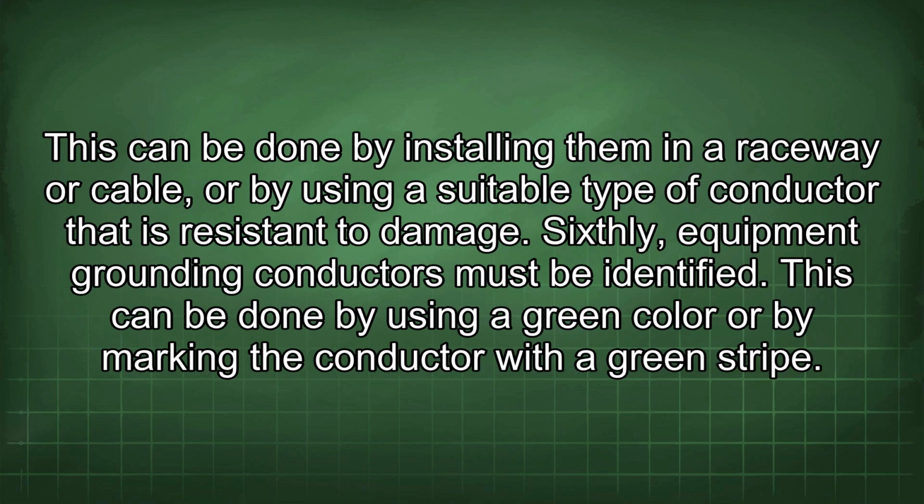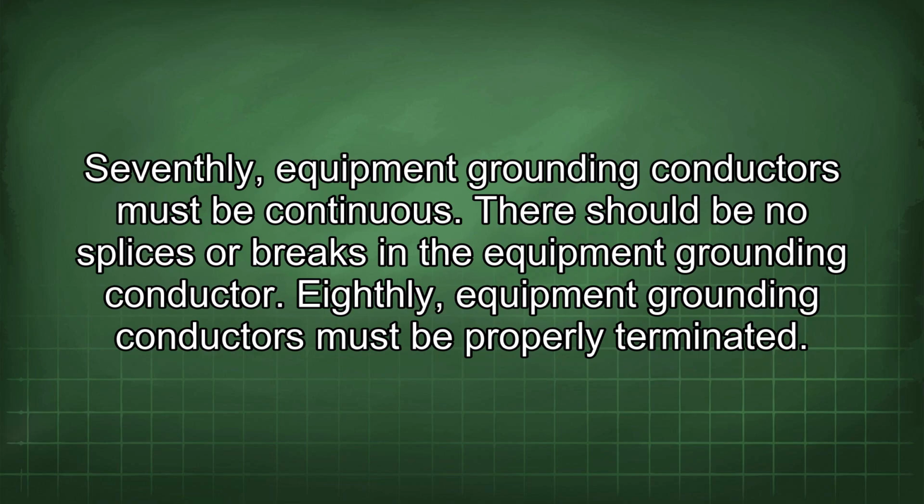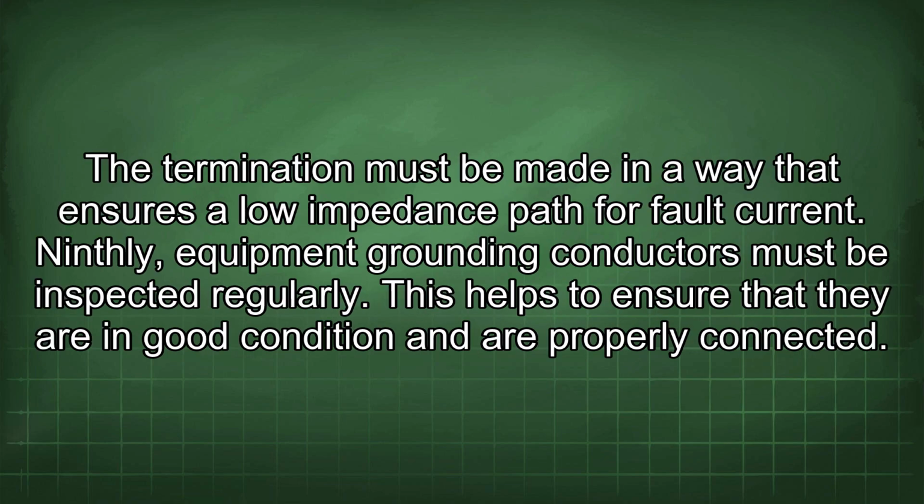Sixthly, equipment grounding conductors must be identified. This can be done by using a green color or by marking the conductor with a green stripe. Seventhly, equipment grounding conductors must be continuous. There should be no splices or breaks in the equipment grounding conductor. Eighthly, equipment grounding conductors must be properly terminated. The termination must be made in a way that ensures a low impedance path for fault current.